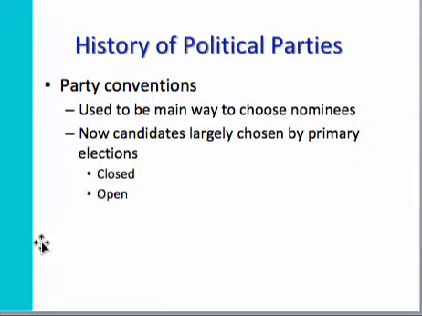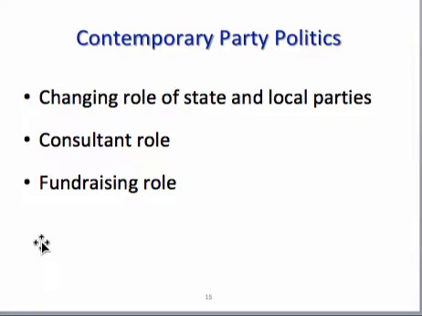In most places, we have candidates chosen by primary elections. That's a development of the 19th century. It used to be that candidates were all chosen at party conventions. Now it's a little bit more open. Things are being done at the ballot box.